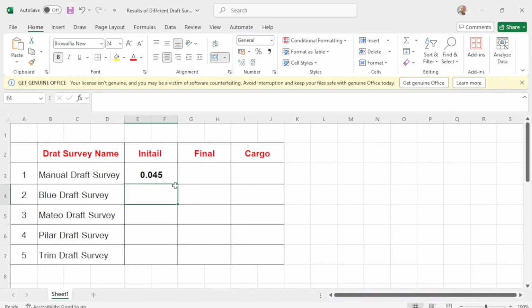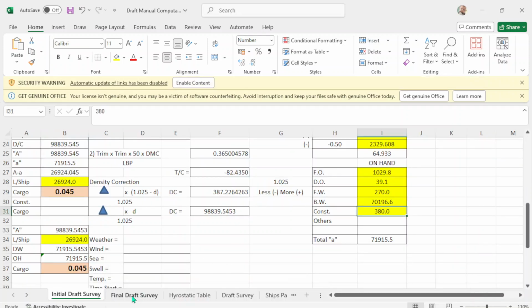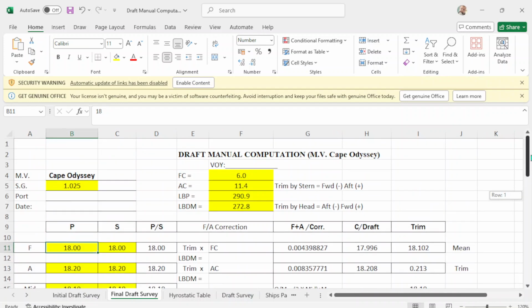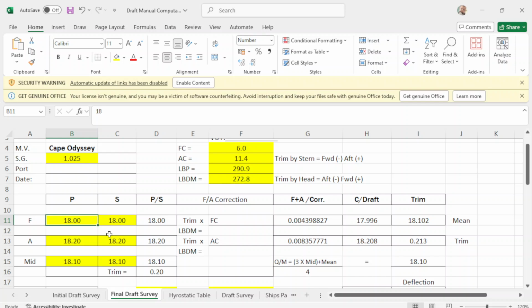0.045. Okay. Then we go to the final. So what will be the final? Sorry. Final. So click the final here. And the final density should be 1.025. Again, we just input these yellow cells, then that's it.